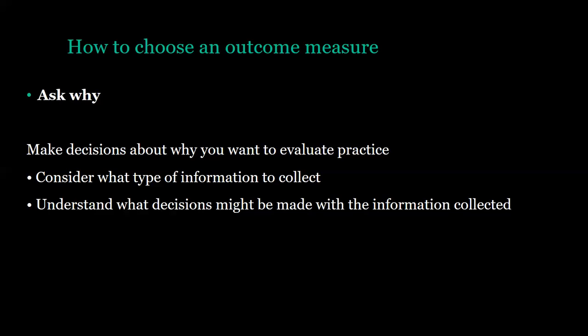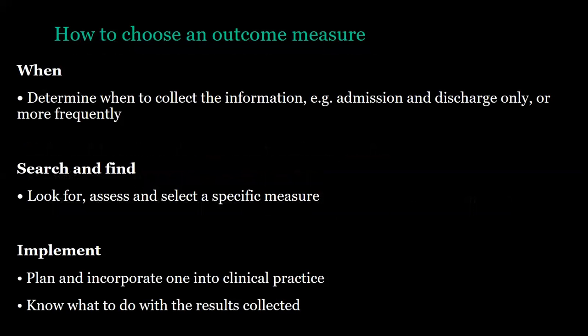Now, how to choose an outcome measure? We have to ask why we want to measure the condition. We have to make a decision why we want to evaluate the practice. Now, we want to understand what decisions might be made with the information collected. When this outcome measure should be used, we need to determine when to collect the information, at admission and discharge, whether we want to measure at the admission, we want to measure at the discharge. There are certain conditions like trauma where there is no pre-trauma evaluation.